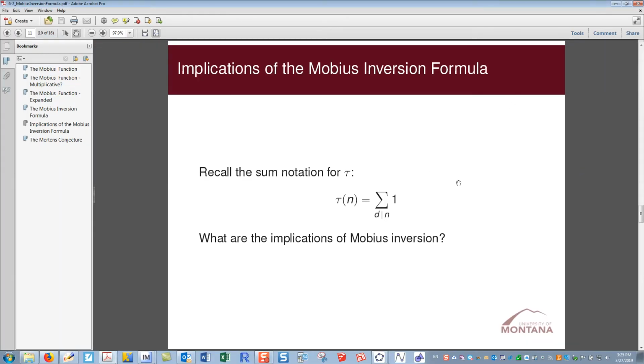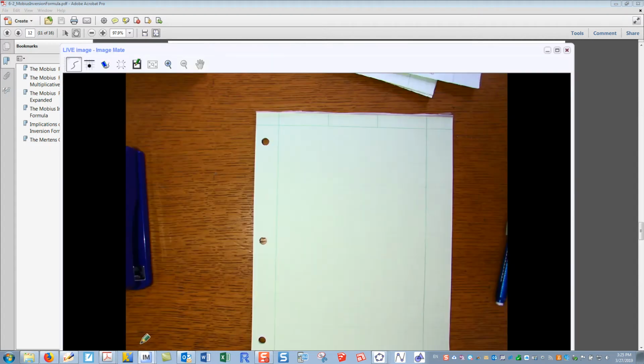Well, as you might expect, if we take a look at Mobius inversion on tau, we should probably take a look at Mobius inversion on sigma, and recall that sigma also has a summation notation, which allows us to think of it like a big F. So what are the implications here? Let's take a look and see what's going on with this one.